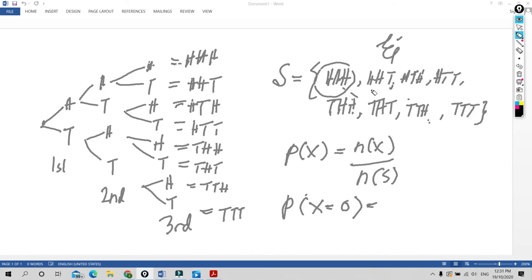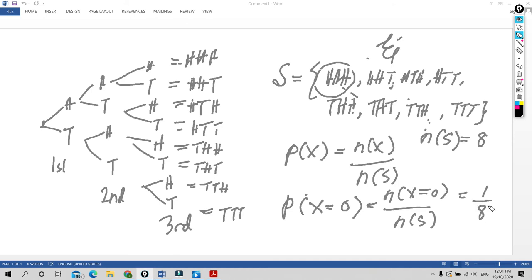Here n of S, the number of elements in the sample space, is equal to 8. There are 8 outcomes: 1, 2, 3, 4, 5, 6, 7 and 8. So I want to find X equal to 0. Zero means no head, so there is one outcome with no head. So n of x equal to 0 divided by n of S is equal to 1/8.